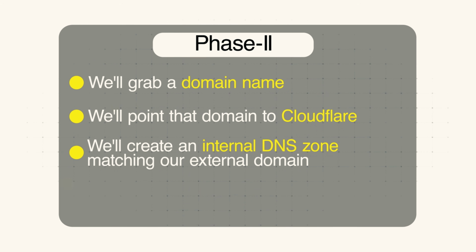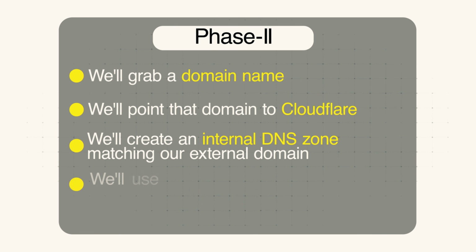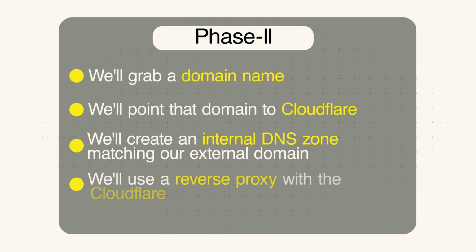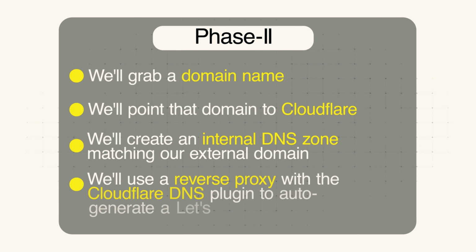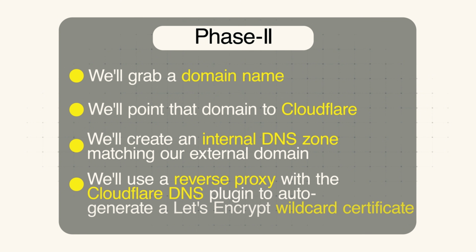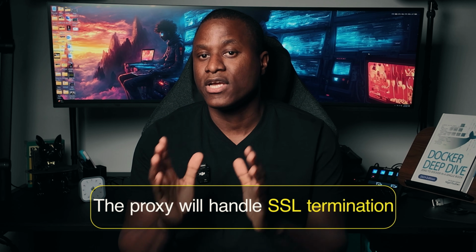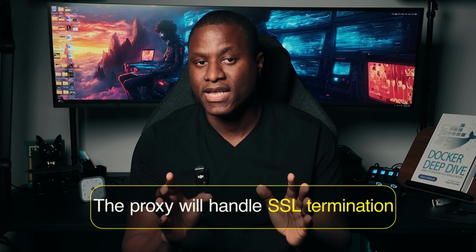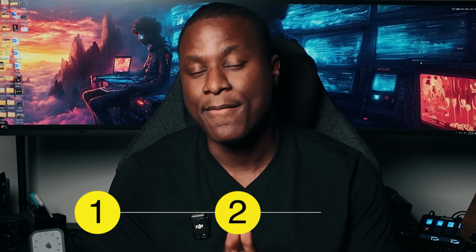After that, we'll install a reverse proxy and use a plugin called Certbot with the Cloudflare DNS plugin to automatically generate a Let's Encrypt wildcard certificate. The proxy will handle SSL termination, and we'll talk about what that means in a minute. And all our services behind the proxy will be secure and covered by our wildcard certificate. It might sound like a lot, but don't worry, we're going to go through it step by step.